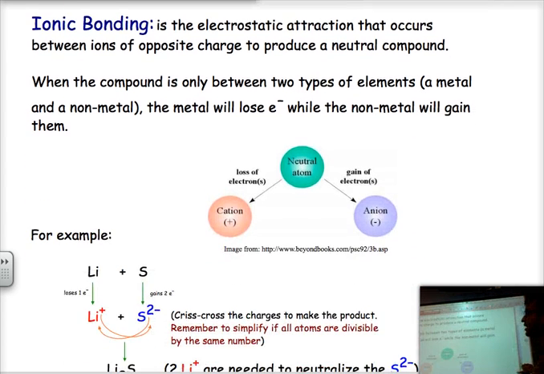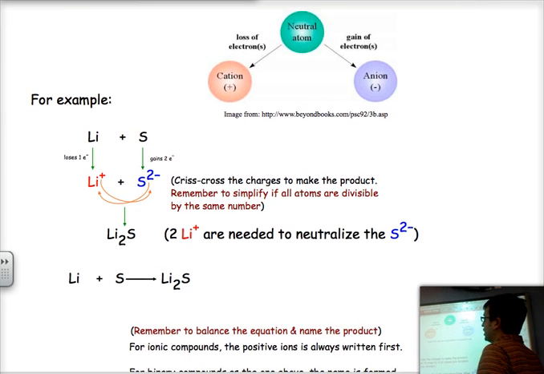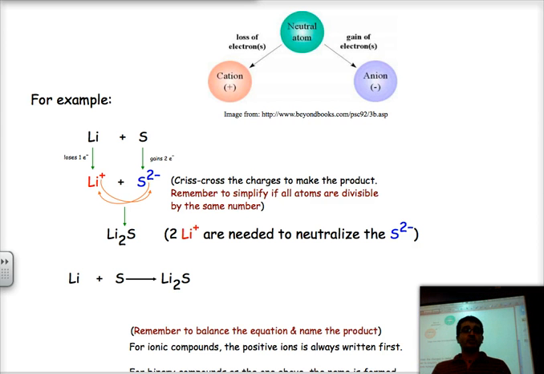We can see then that this is the general configuration that we have here. The element that loses electrons is going to be the cation. The element that gains electrons is going to be what we call the anion. Let's look at this example. If we have lithium and sulfur, we can see that if lithium loses one electron, it will become lithium plus 1. And if sulfur gains 2 electrons, it will become the sulfide ion, S negative 2.